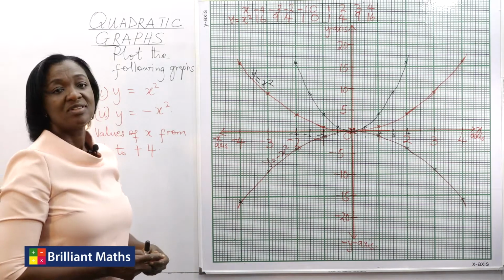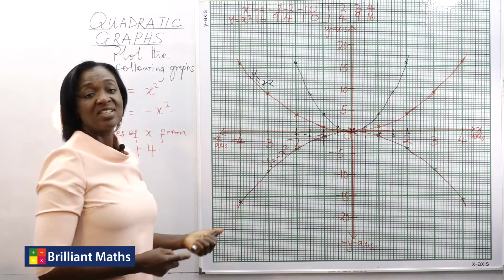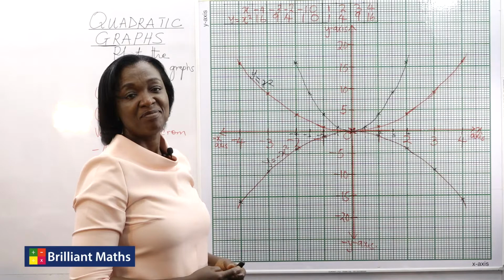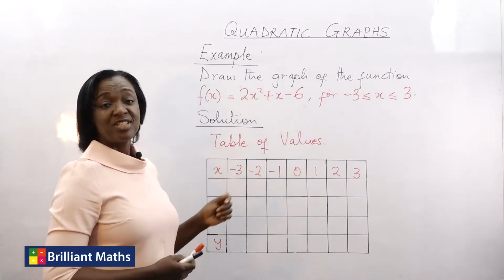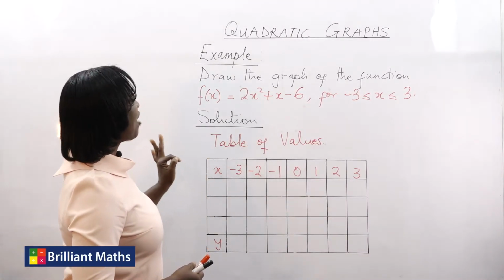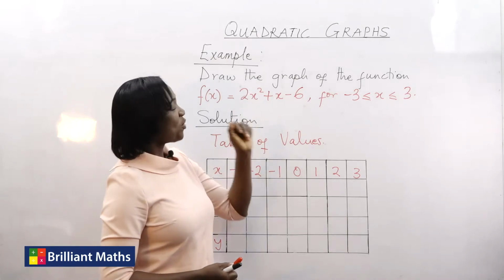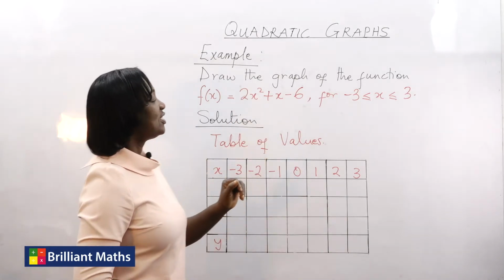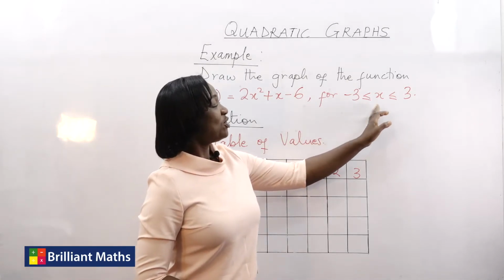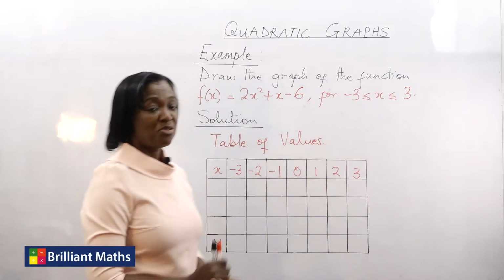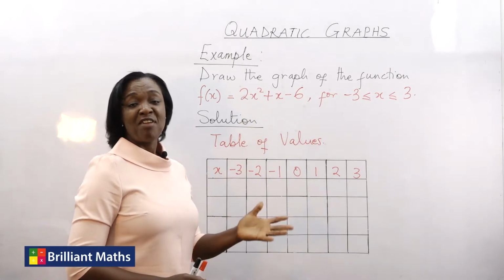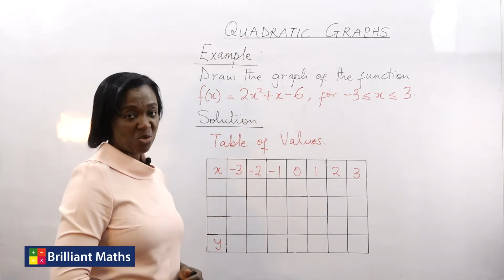Try it out. Get a copy of Brilliant Maths Module 8 and do some more work. So next we want to plot the graph of 2x squared plus x minus 6 for minus 3 less than or equal to x less than or equal to 3. It's a little more complicated than the graph of y is equal to x squared.